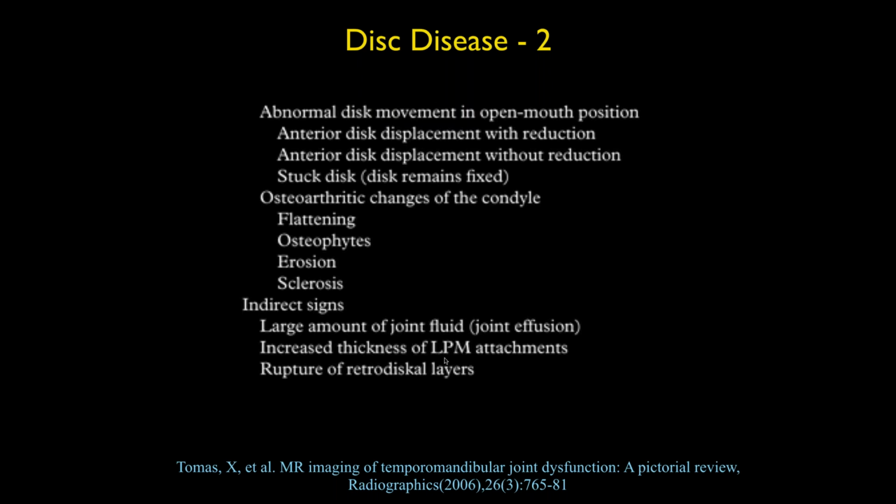You can look for thickening of the posterior attachments as opposed to tearing of the posterior attachments. And then you can look at rupture of the retrodiscal layers, which is what we saw in those patients who had anterior displacements. So capturing just means that there is an articulation between the disc and the condyle? Capturing means that the entire disc is anteriorly displaced to the condyle in the closed mouth position, but in the open mouth position, it's in a normal position between the condyle and the articular eminence.